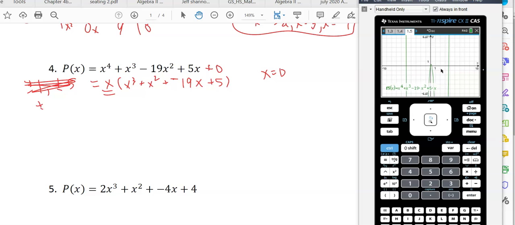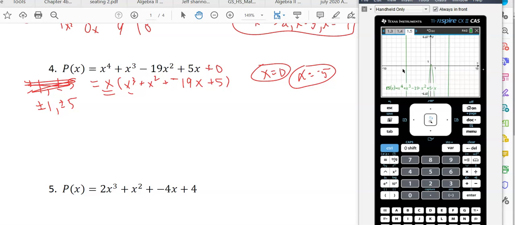Now I know there's going to be solutions at plus or minus 1 or plus or minus 5, possibly. Those are the possible rationals. I know 0 is a solution for sure because I factored it out. So it does cross at 0. You can probably see that. It does look like at negative 5 it has a solution. So I think the other one's at negative 5. You can always use trace to double check that.